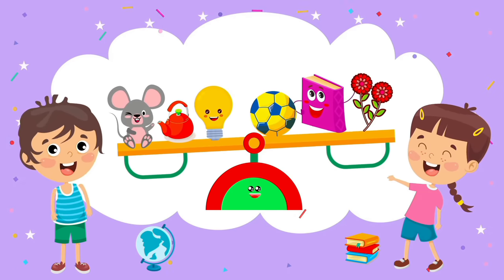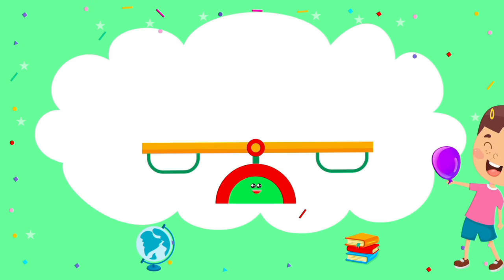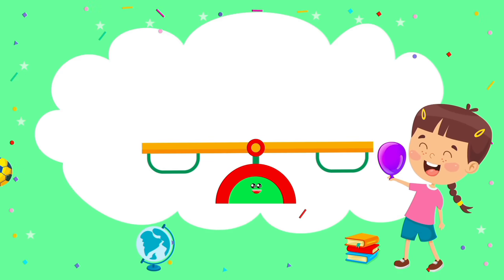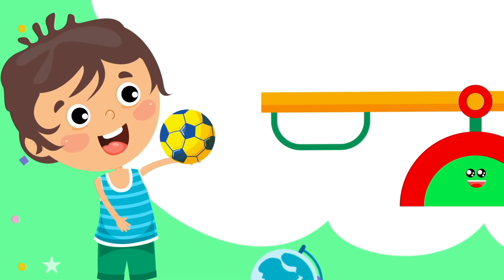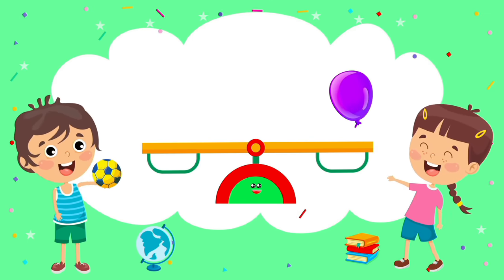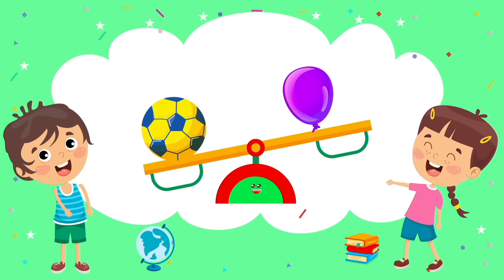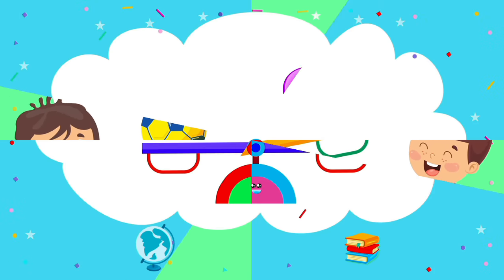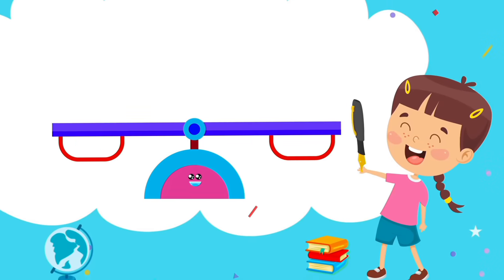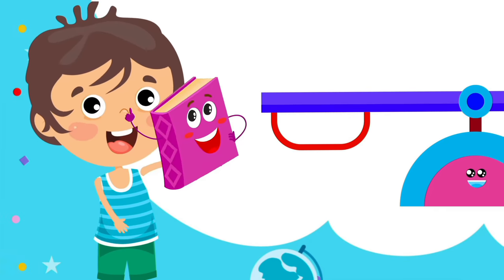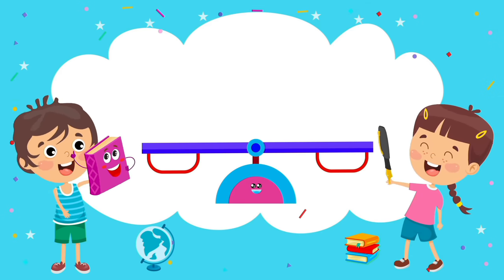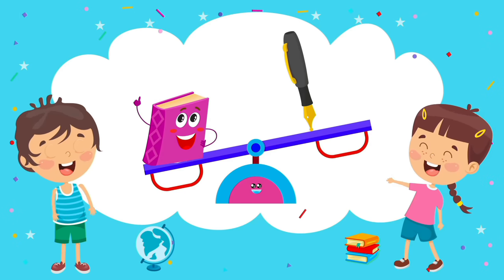Between lighter and heavier. A balloon. Football. Which is heavier? Football is heavier. A pen. And a book. Which is heavier? A book is heavier.